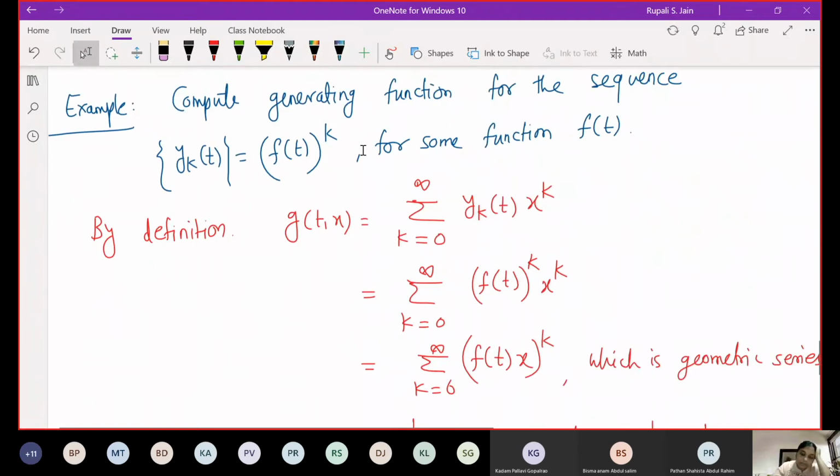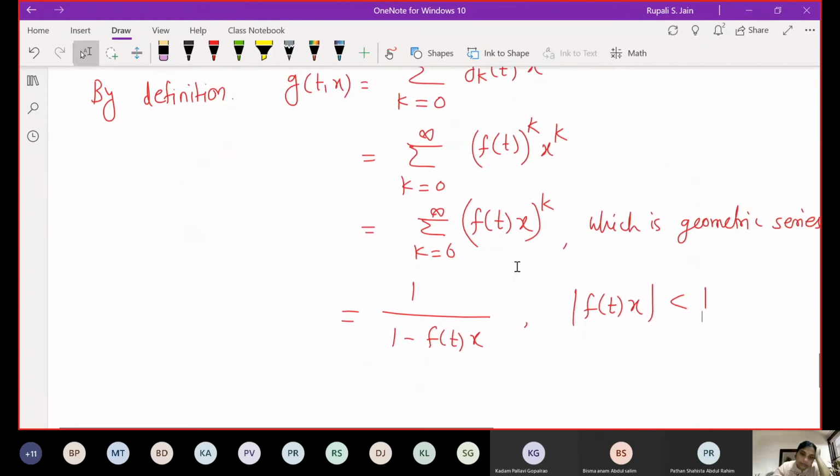Is that okay? You just have to write it in the form of a power series and then find its sum. We know this is a geometric series, and its sum is given by the summation k equal to 0 to infinity of x raised to k, which is 1 upon 1 minus x. It converges to this sum when the modulus of x is less than 1. So here, instead of x, f(t) into x is there. So 1 upon 1 minus f(t) x, provided that the modulus of f(t) x is strictly less than 1. Is that okay?